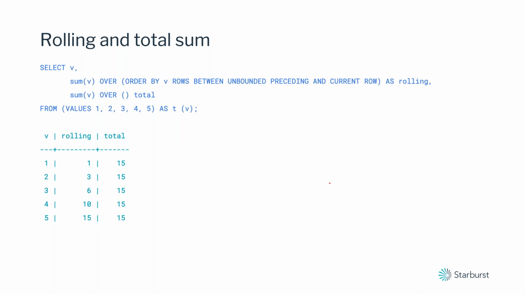And so we saw array_agg is an aggregation function. Any aggregation function can be applied as a window function. So we can see that we've got our values 1, 2, 3, 4, 5. We can do a sum. If we do a sum over nothing, we get a sum of all the rows in the table. And so every row will get the sum of 15.